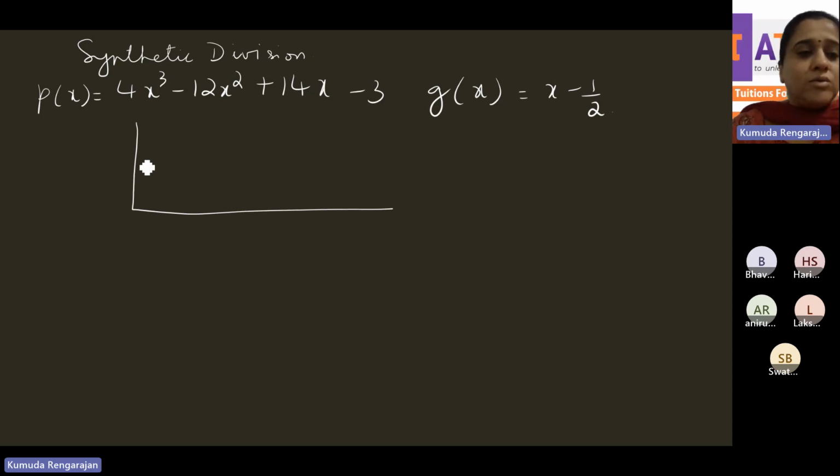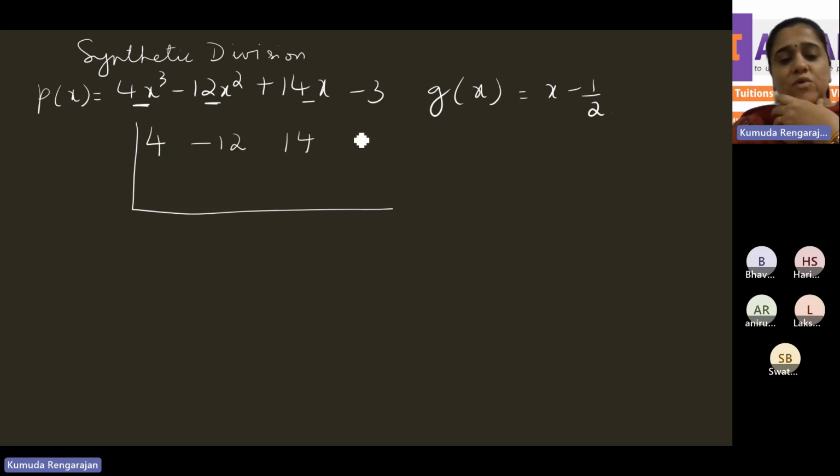All right. Now, look at the dividend. And here you need to place the coefficients of the variables in the dividend in a format like this. So look at the first term in the dividend, 4x cubed. The coefficient of x cubed is 4. Write that here. In the second term, the coefficient of x squared is minus 12. In the third term, the coefficient of x is 14, and the constant is minus 3.